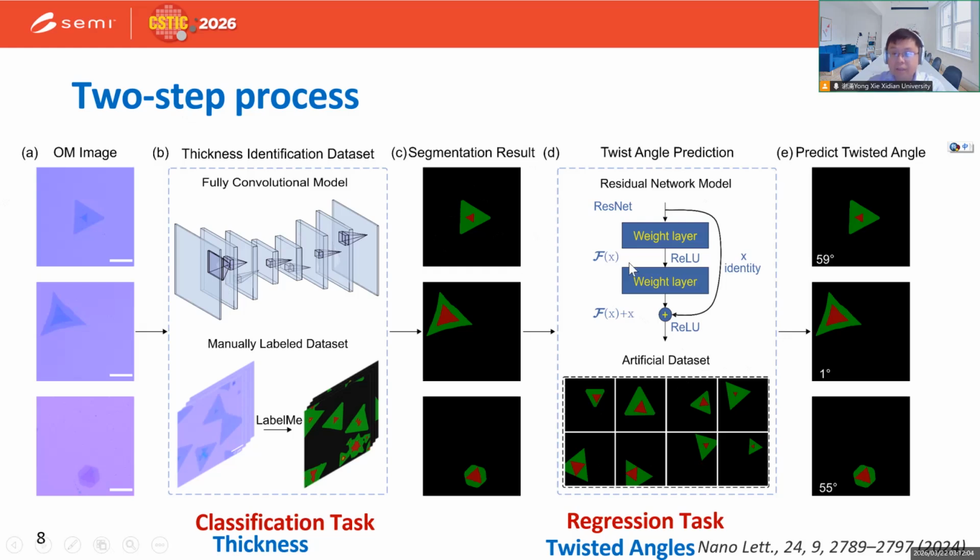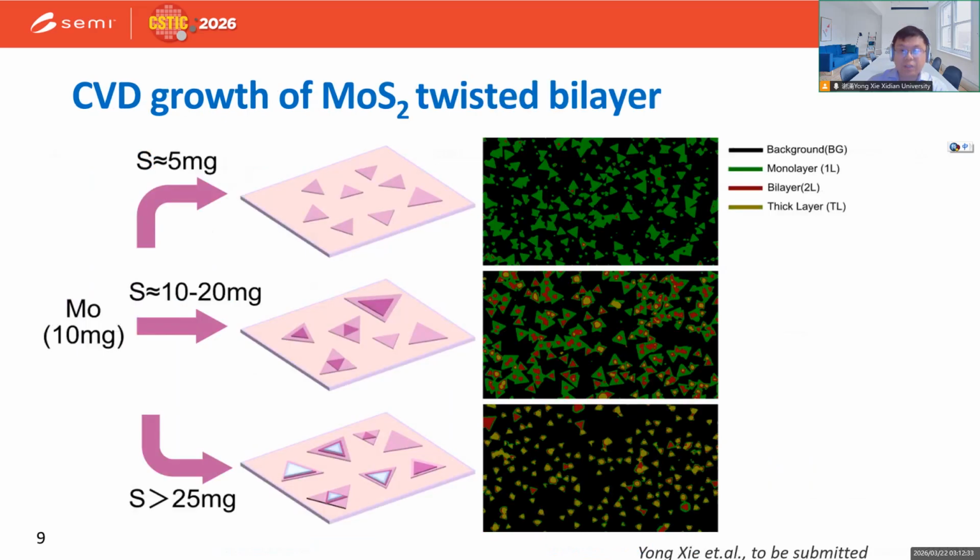Then we put it into our ResNet model, and this ResNet model is trained on all these synthetic datasets. So in this case, we have an output with just a single number. This single number is just your wanted twist angle. So this is very efficient. It's already calibrated by the second harmonic generation, so our model is very efficient.